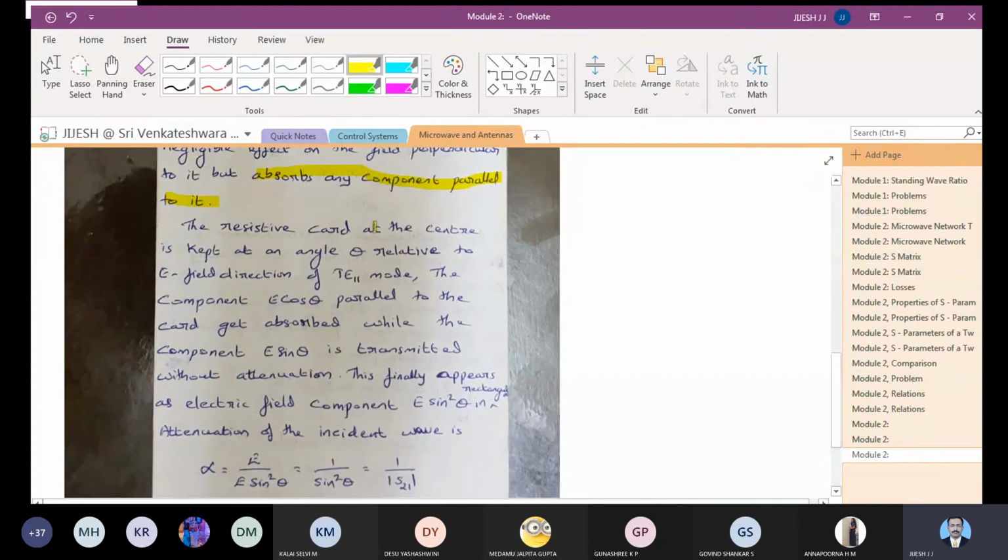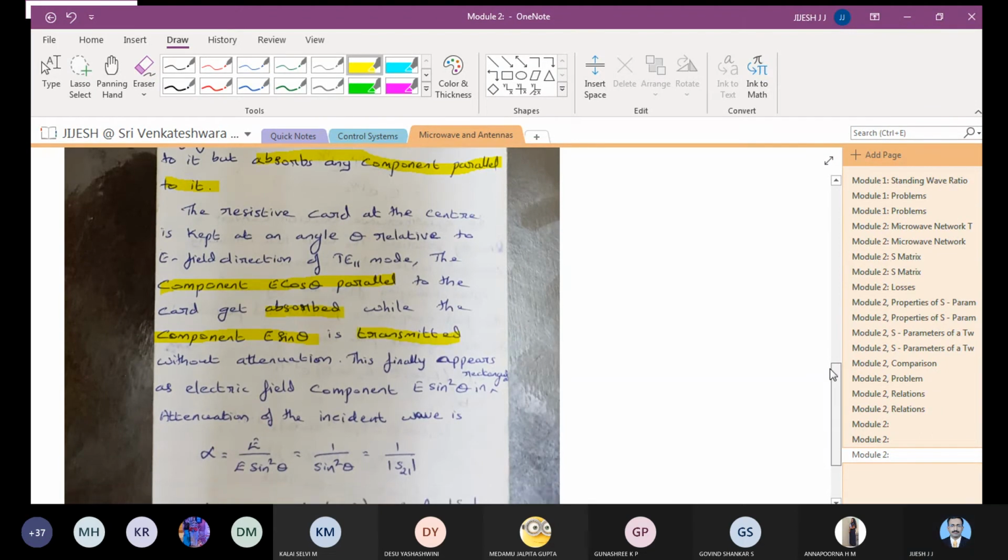So as we have seen, the resistive card at the center is kept at an angle theta relative to the E field of TE11. So the component E cos theta parallel to the card gets absorbed, while the component E sin theta is transmitted. This is very important when you write the answer. Without attenuation, it finally appears as the electric field component E sin square theta. So attenuation is calculated as alpha, and it is given as E by E sin square theta, that is, 1 by sin square theta.